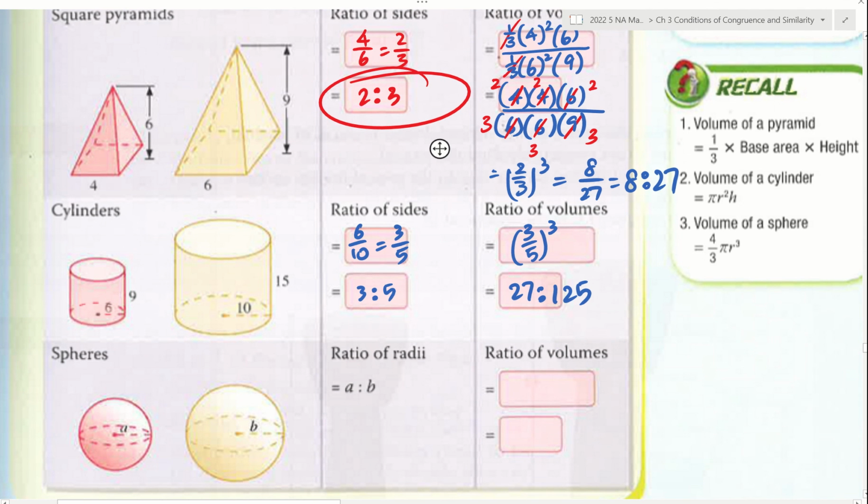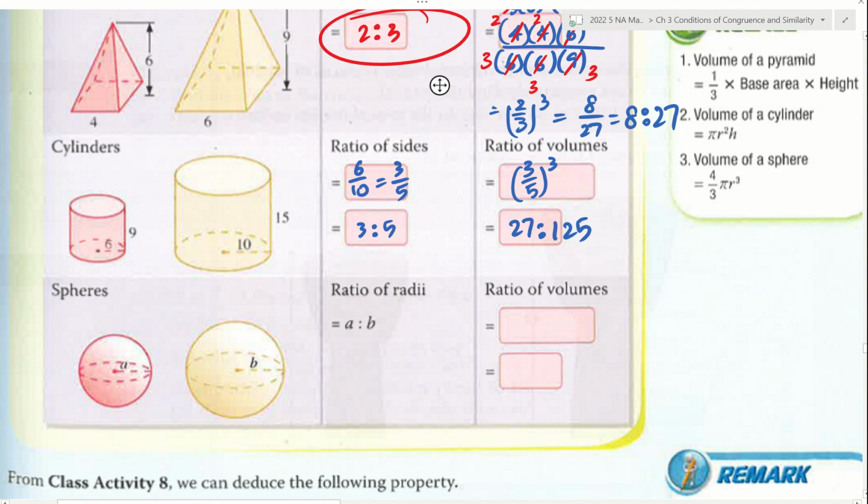So in the final case, in the case of a sphere, if the ratio of the radii, they chose radii as the measure of length. They didn't have to, they could have used circumference. Compare circumference, you get the same thing. Then the ratio of volume, you should expect it to become A cubed to B cubed. Done, that's it.